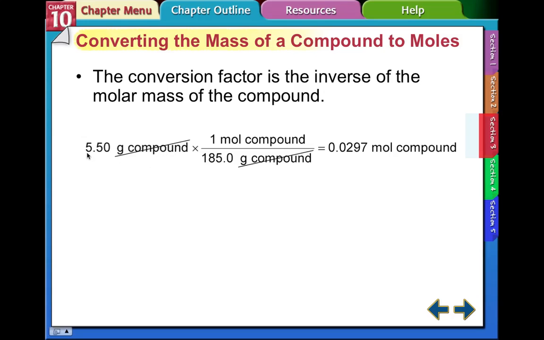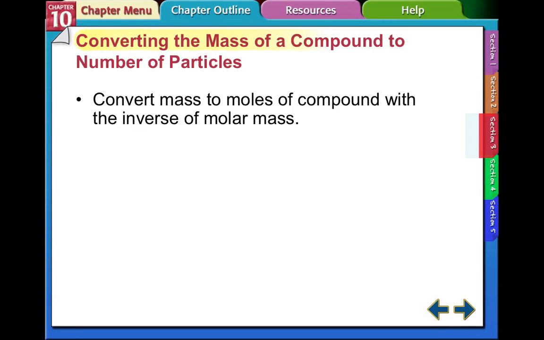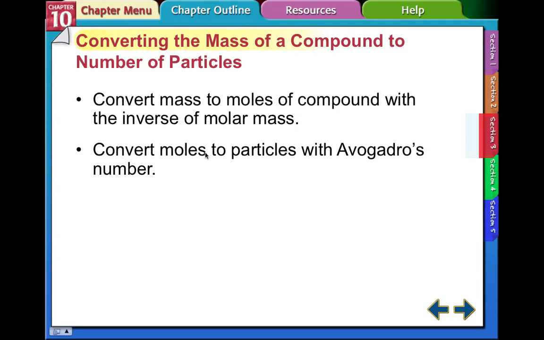So you're going to take 5.5 divided by 185.0, and that'll give you 0.0297 moles of compound. Converting the mass of a compound to number of particles. Convert the mass to moles of compound with the inverse of the molar mass. Convert moles to particles with Avogadro's number.